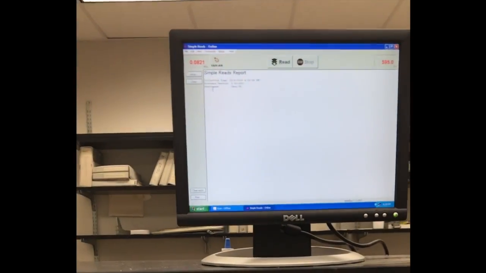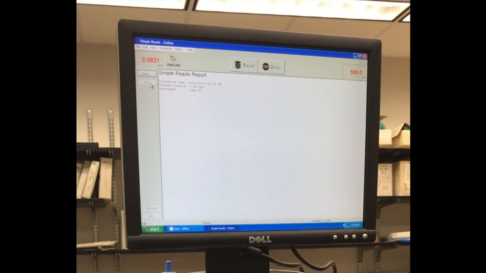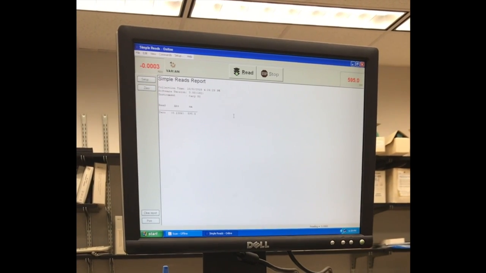Once you set up your peak wavelength, you can easily find the absorbances of all of your dilutions using the spectrophotometer and the computer system.